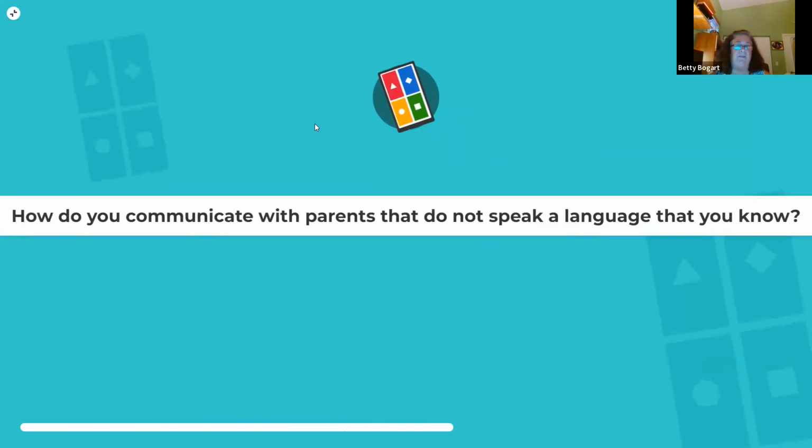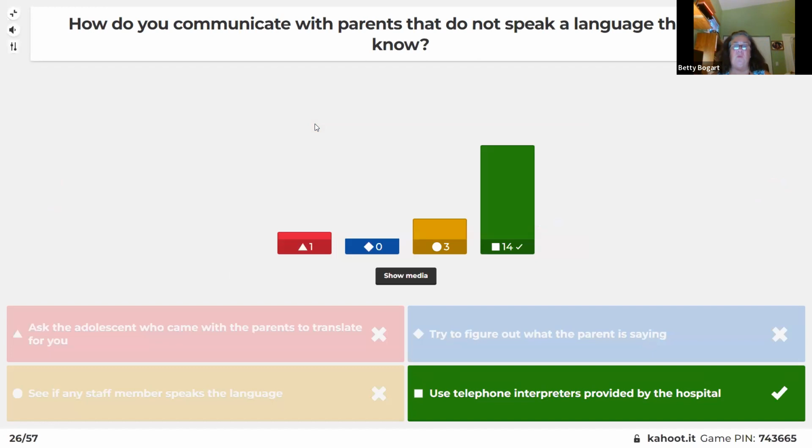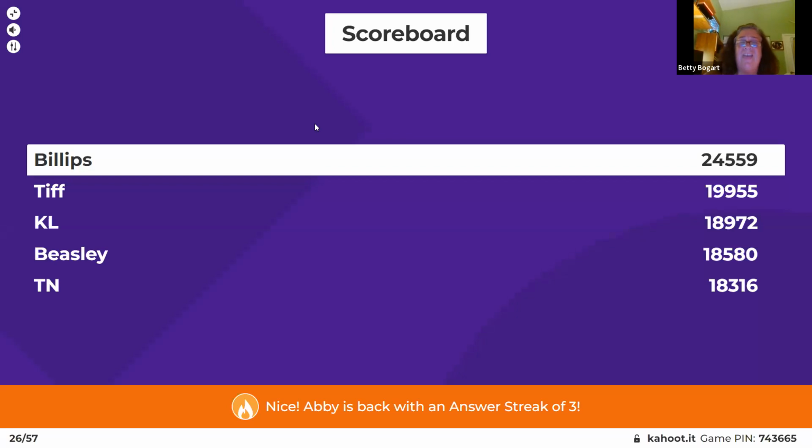How do you communicate with parents that do not speak a language that you know? The best way is to get that telephone interpreter. There are these blue phones. Most hospitals have them. You're on one side and the interpreter's on the other, and then we can get a good translation. You do not want a family member interpreting for you, because they're going to imply their own opinions to what that parent is talking about. Staff members would be nice, but today's staff members are so busy, you may not have time. So the best way to do it is use a telephone interpreter. It's actually very easy to use.